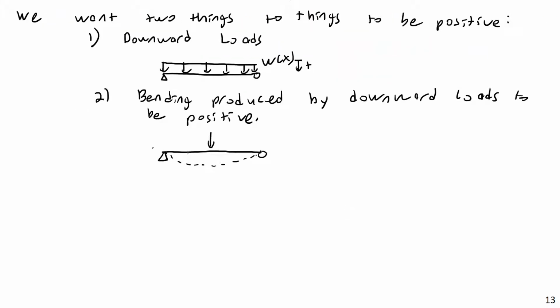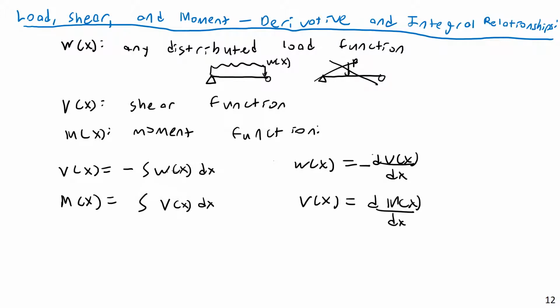But if we want moment like this to be positive and we want downward load to be positive, we have to have that negative there. It's absolutely essential if you want the math to work out. There's no other way to make the math work out. So it's kind of just a kludge. It's not something that you can really derive from base principles.